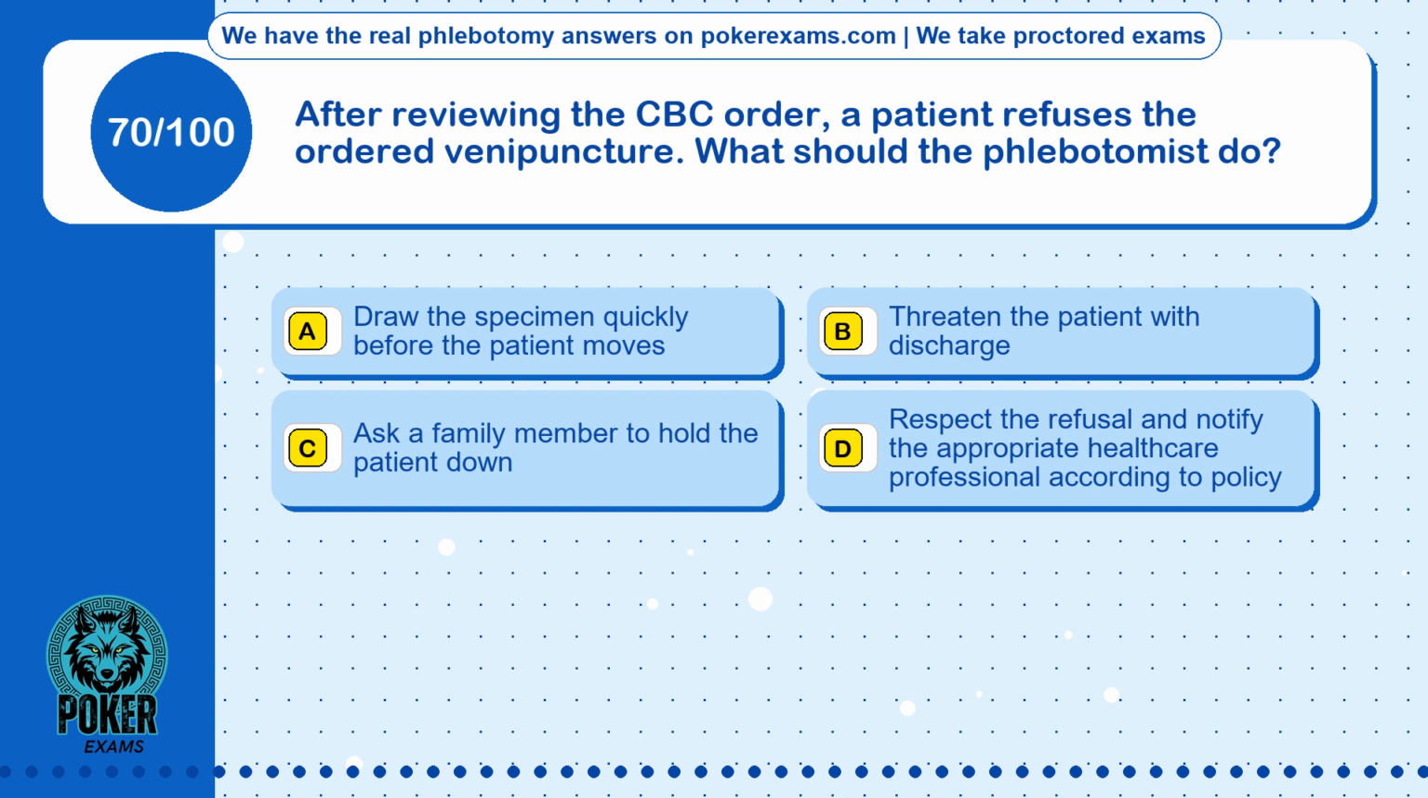Question 70. After reviewing the CBC order, a patient refuses the ordered venipuncture. What should the phlebotomist do? Option A. Draw the specimen quickly before the patient moves. Option B. Threaten the patient with discharge. Option C. Ask a family member to hold the patient down. Option D. Respect the refusal and notify the appropriate healthcare professional according to policy.